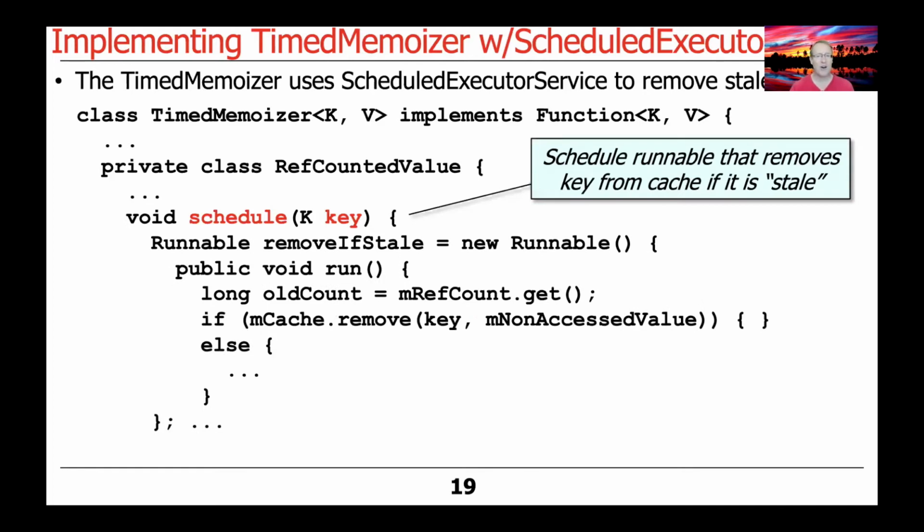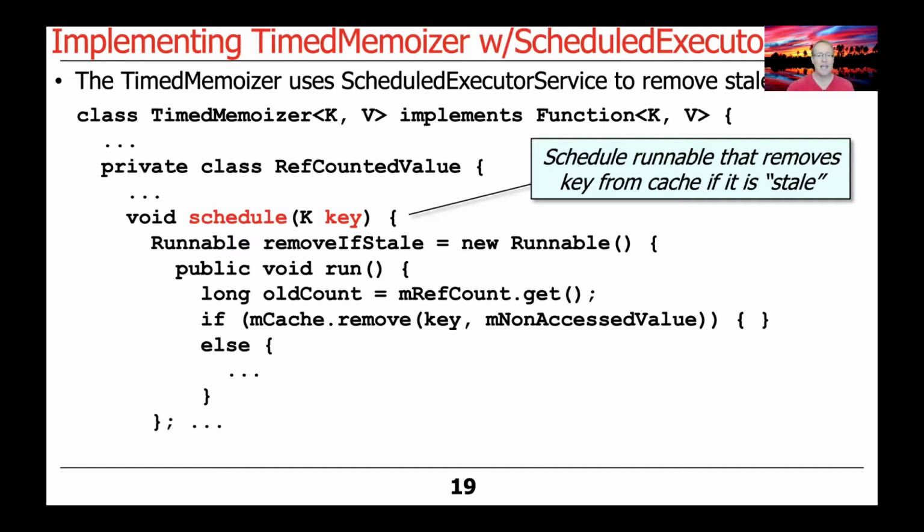One final method on ref counted value. This is the schedule method. This is really kind of the secret sauce of the whole thing. And what it does is it schedules a runnable that will be used to remove the key from the cache if it's stale. And of course, it's going to be scheduled with the scheduled executor service, and therefore will remove it when the timeout goes off.